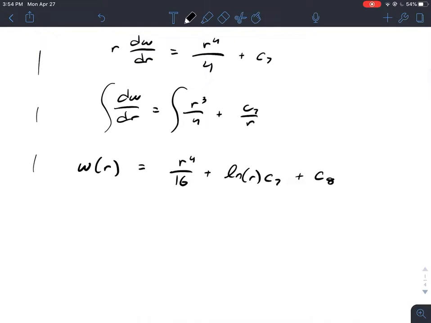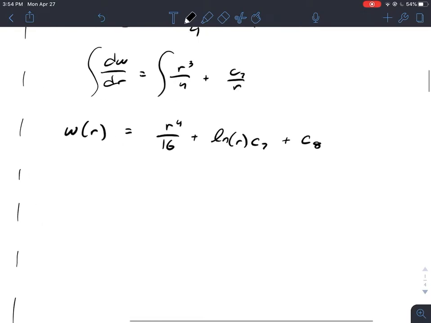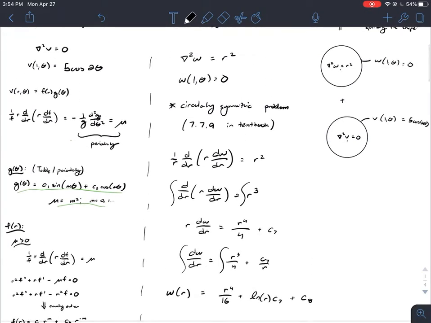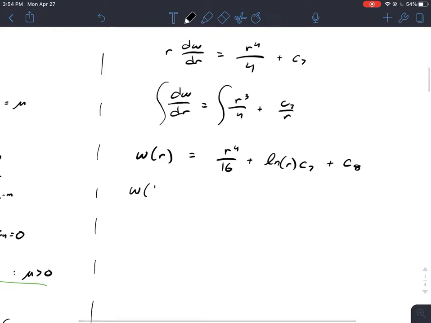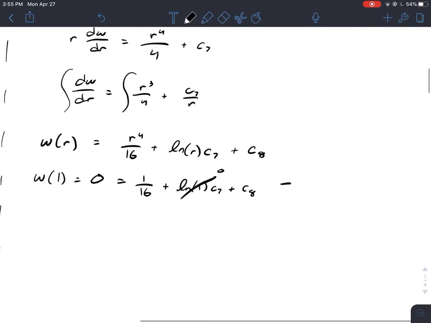So now remember that we have various boundary conditions that we can use to solve for the value of these coefficients. The first boundary condition, which is the obvious one, is w of 1, theta is equal to 0. So w at 1 must be equal to 0, and applying this boundary condition, we find that c8 must be 1 over 16 plus natural log of 1. I almost made a very dumb mistake while doing this, so let's be very careful. The natural log of 1 is equal to 0, so this tells us that c8 is equal to negative 1 over 16. Great.